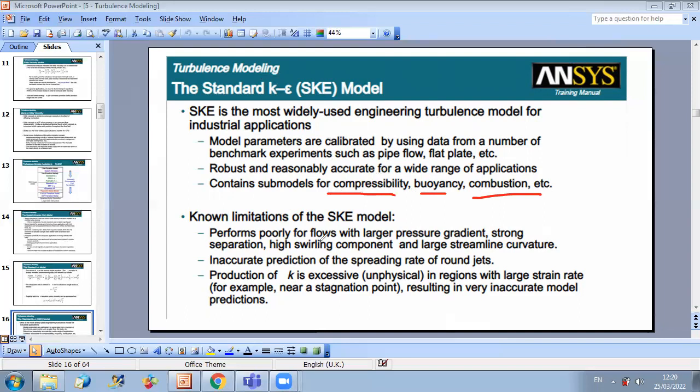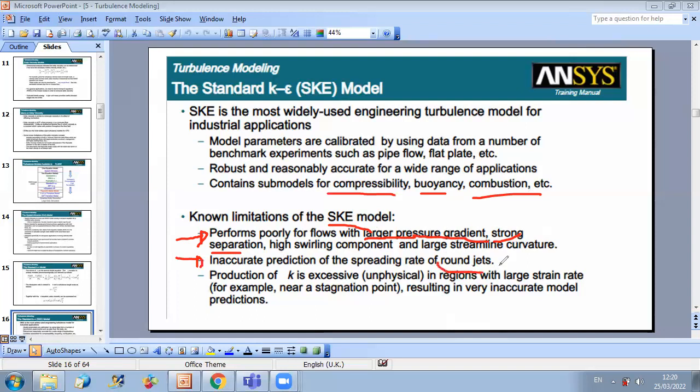But also it presents limitations. First, it was shown that this model performs poorly for flows with large pressure gradient. So whenever you have a large pressure gradient, it will not work very well. This is why if you have an application with large pressure gradient, you will not use the standard K epsilon model. When you have strong separation of flows also, it will not be accurate. In addition, if you have a highly swirling component and large streamline curvature, the standard K epsilon model is not recommended to be used. In addition, it was shown to be inaccurate in prediction of the spreading rate of round jets.